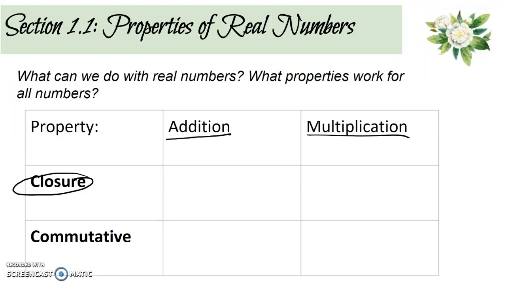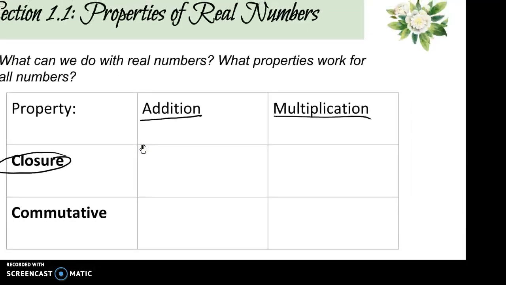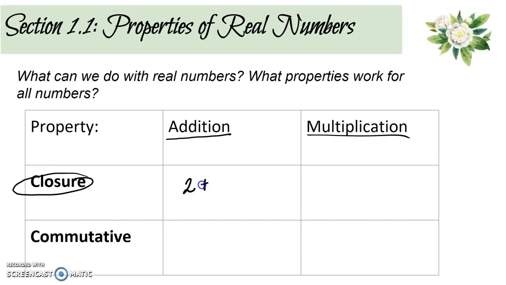The closure property for addition just tells you that if you take two real numbers, so two basic real numbers might be, oops, my pen's not working here, 2 plus 6, you end up with the number 8. So what we want to look at here is the fact that 2 and 6 are real numbers and 8 is a real number. So if you take two real numbers and add them together, you get a real number. Same thing with multiplication. If I take two real numbers, 2 times 6, and I get 12, 12 is also a real number.